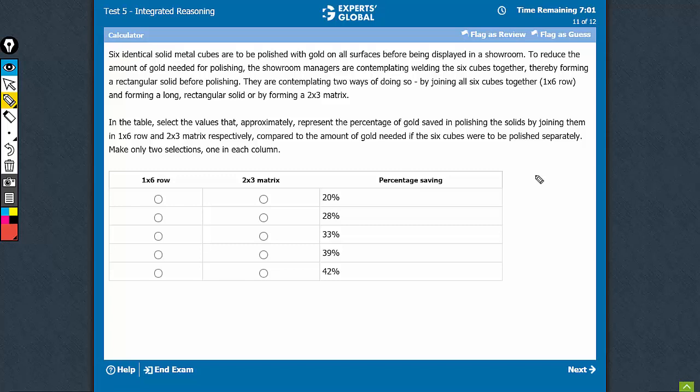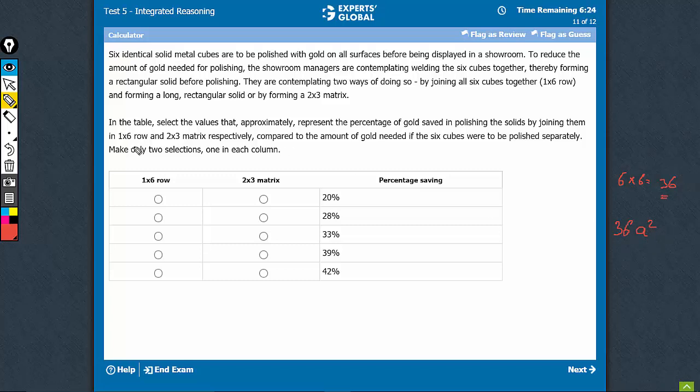If the 6 cubes were to be painted separately, then there would be 6 times 6, 36 surfaces, right? Each cube has 6 surfaces, and if there are 6 cubes, 36 surfaces would be there overall, and therefore the area would be 36a square, where a is the side of the cube.